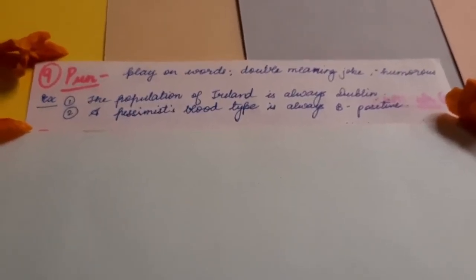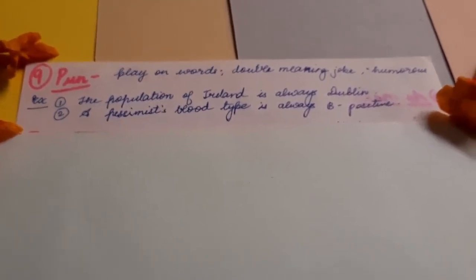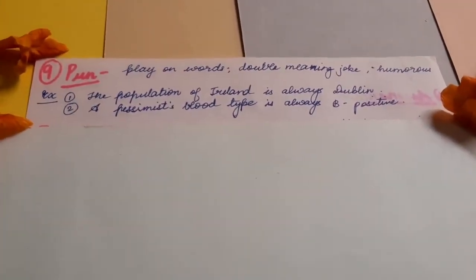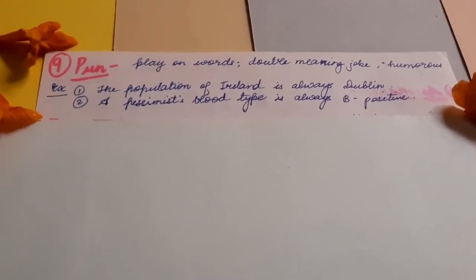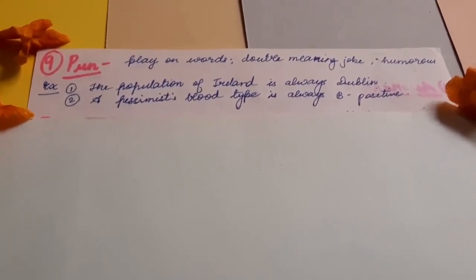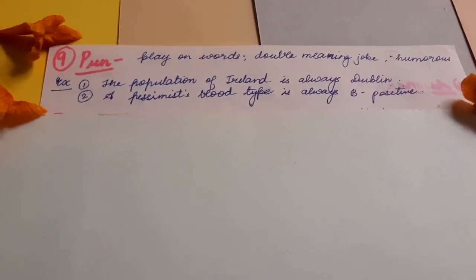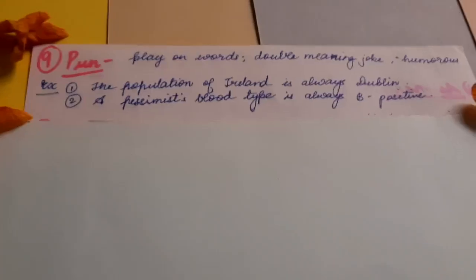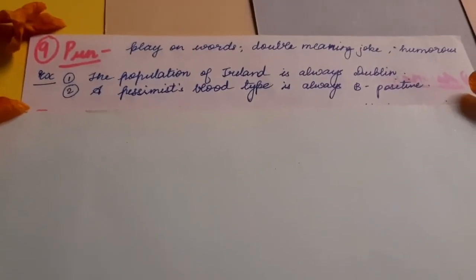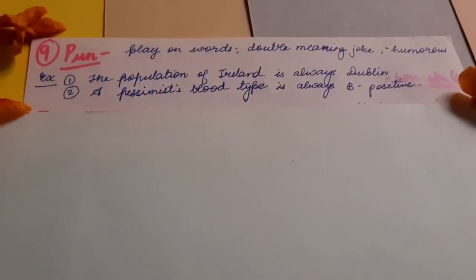Actually, the pun statements are really difficult to understand. They are a play on words with a double meaning, a joke, or they can be humorous. So they are a play on words. They have a double meaning with them. It's a joke. Let's say an example: The population of Ireland is always Dublin. Dublin is a city in Ireland, and it sounds like doubling. So it's kind of humor.